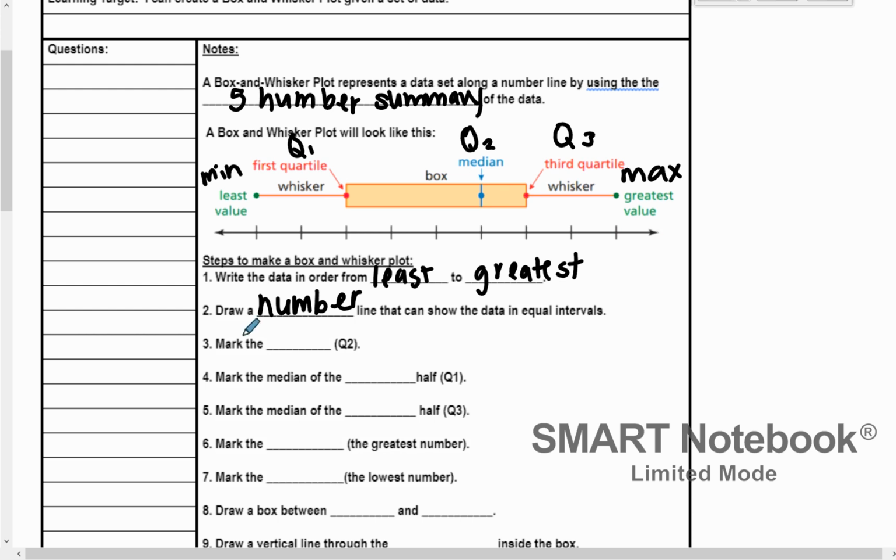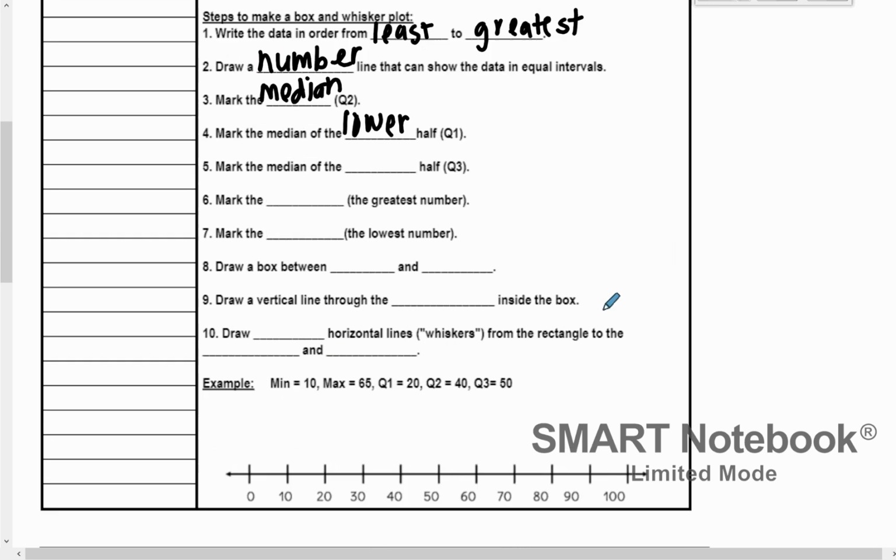Okay. The very first thing we're going to do after we draw that number line is mark the median, which is our Q2. Okay. Then we're going to mark the median of the lower half, which is our Q1. So let's follow along actually with this example down below as we do this.